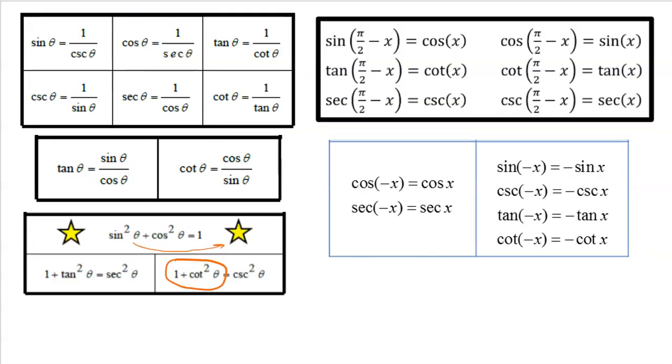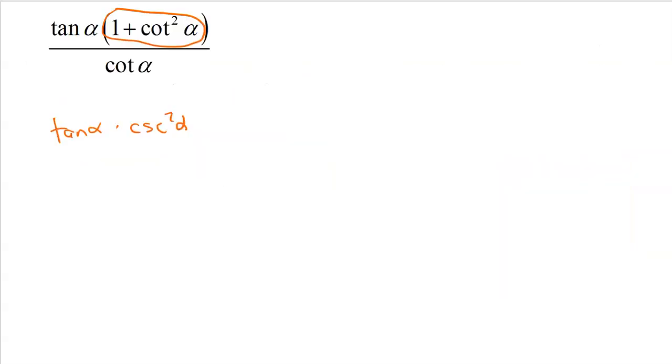Now notice this time I got an alpha. This is the first problem where I have a different variable. If you don't like drawing alphas, go back to theta, go back to x's. I don't really care. I just like to mix it up a little bit because I think it's fun. But anyway, my point is I don't care what variable you use as long as you're consistent. All right, so anyway, divided by cotangent theta, or cotangent alpha. There, I even said theta and I wrote alpha.